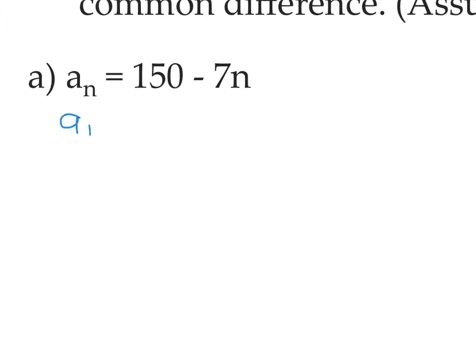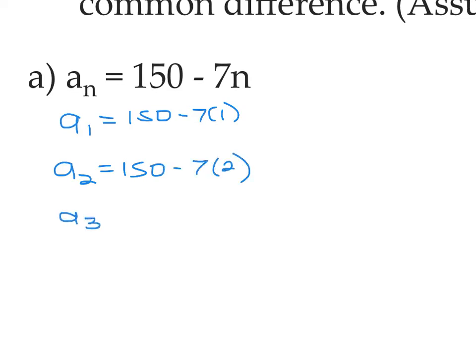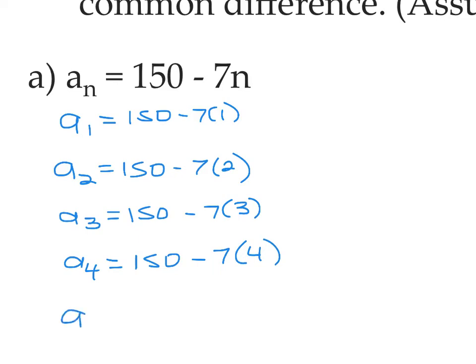So a sub 1 would be 150 minus 7 times 1. A sub 2 would be 150 minus 7 times 2. A sub 3, 150 minus 7 times 3. A sub 4, 150 minus 7 times 4. And a sub 5, 150 minus 7 times 5.